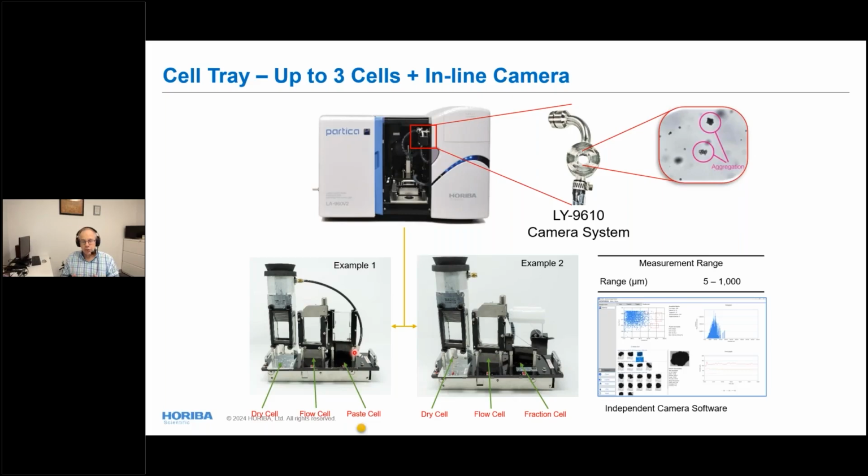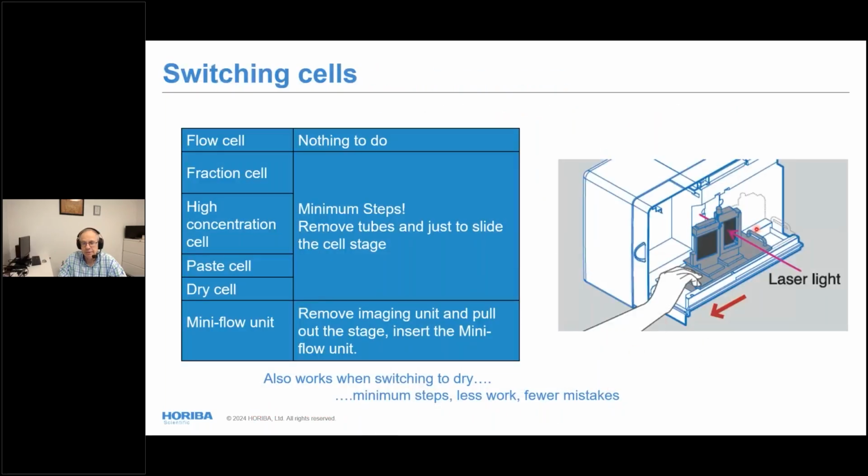When you change modes, quite often it's a matter of open the door, slide, restart the software, and away you go. So here's another schematic of how you just reach your hand in and slide it forward or backwards. One of the points of this is that you have the fewest steps and the least chance of making a mistake or losing a bunch of time when you have to change the type of measurement.